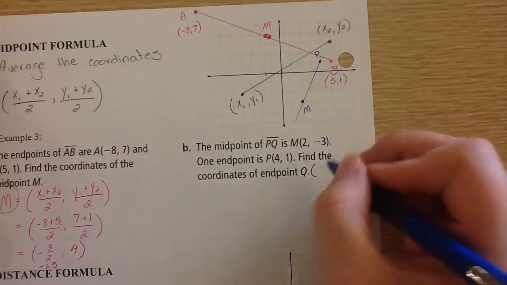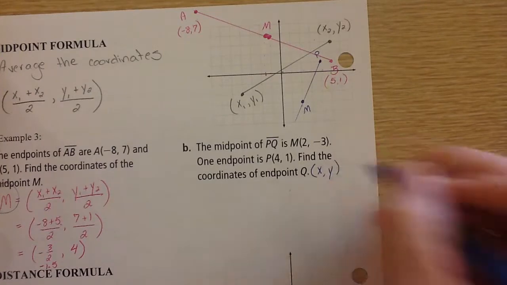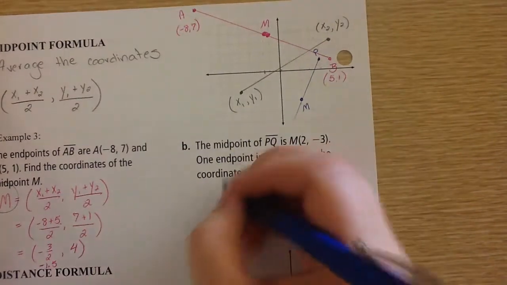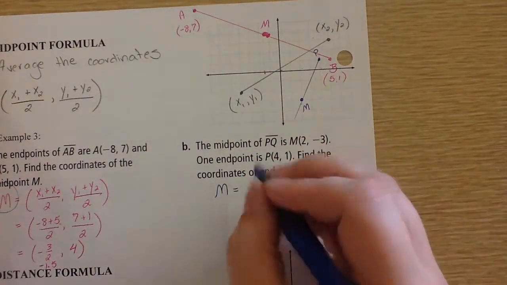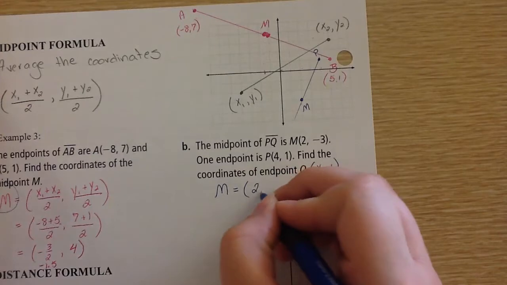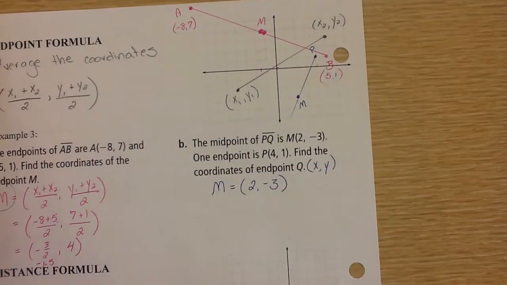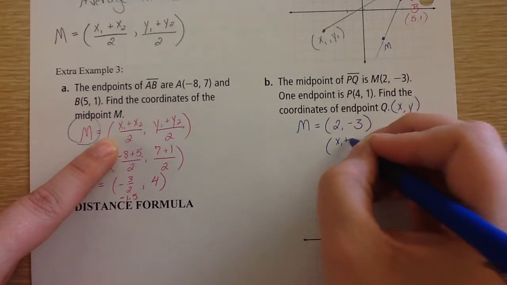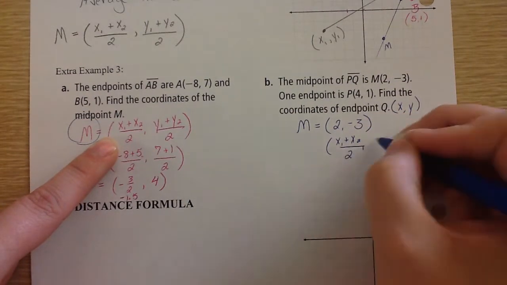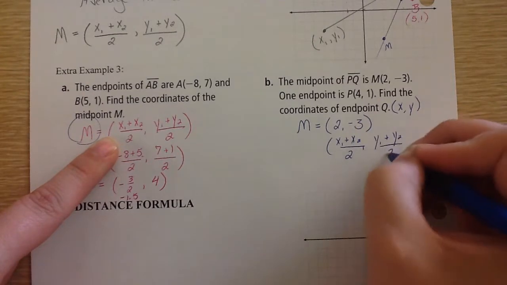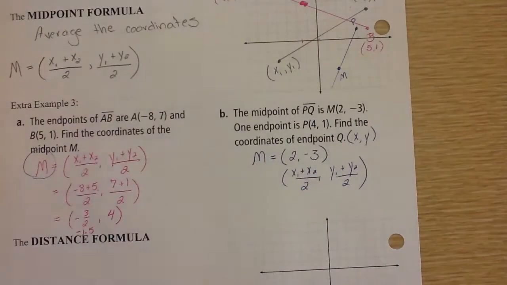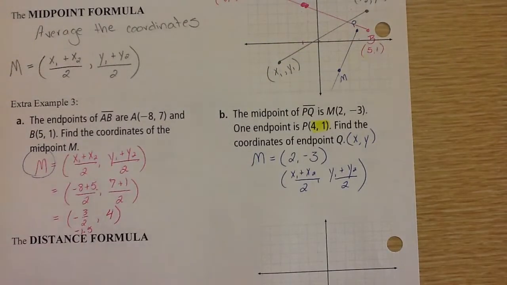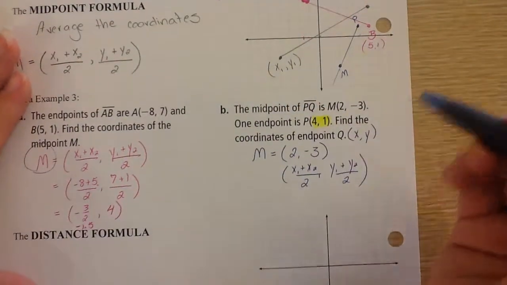So we know Q is going to have some coordinates x and y. I just need to figure out what they are. But I know its midpoint is going to be at the point 2, -3. That's its midpoint. But I know based on the midpoint formula, I add the x's and divide by 2, add the y's and divide by 2. But I only know one x and one y. I'm trying to find the other one, so I'm going to need to use some equations.